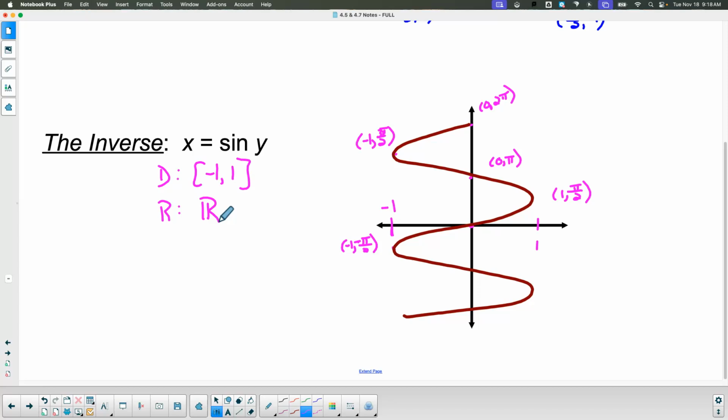What's the problem with the inverse sine graph? It doesn't fit the vertical line test. So it's not a function, right? We would have multiple outputs for the same input. Okay? So it doesn't work. So we have to restrict it. Okay?